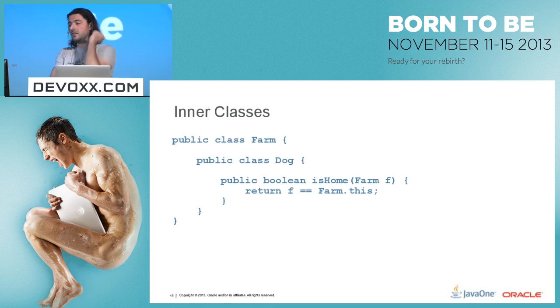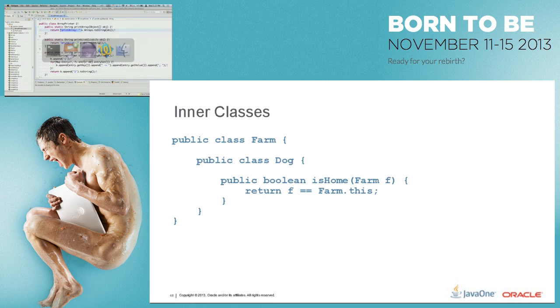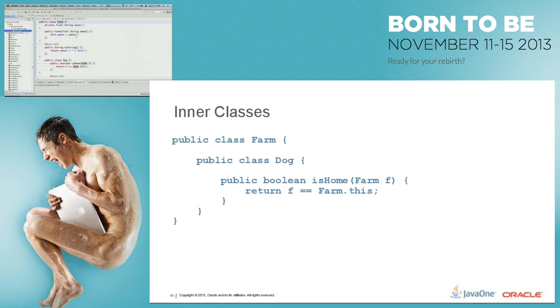Inner classes. So in Java, you can declare inner classes, and the static inner classes are less interesting. The inner classes that are bound to an instance of an outer class are more interesting. So say that we have a class of a farm, and a dog can decide whether he's home at a particular farm, right? This is how you declare it in Java. And I have this marvelous example here with the addition of reasonable toStrings.